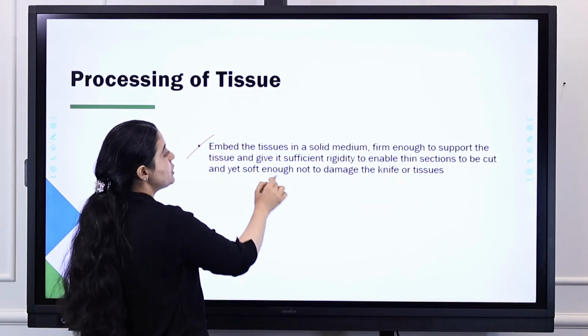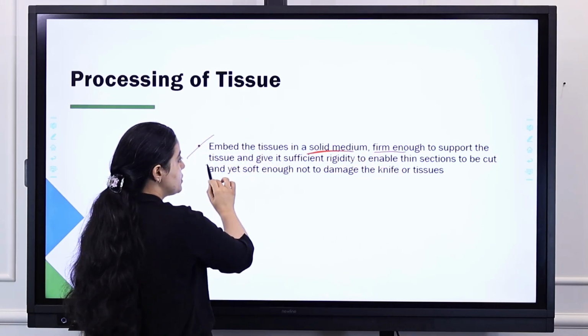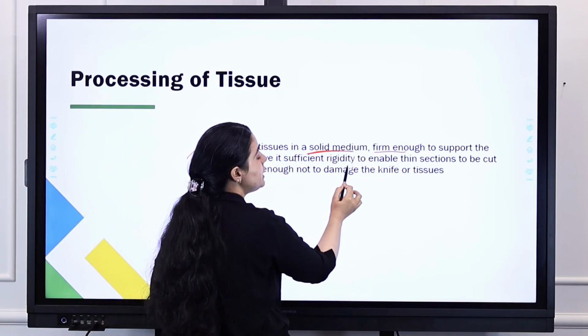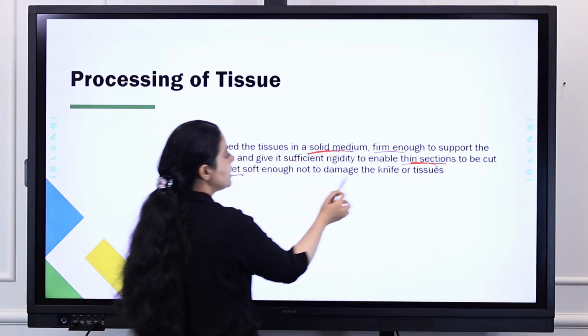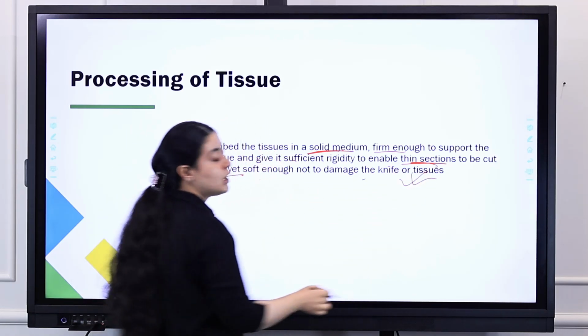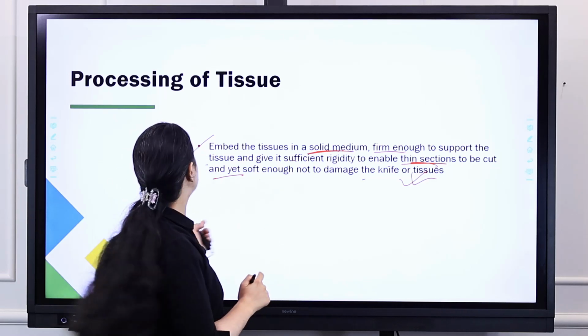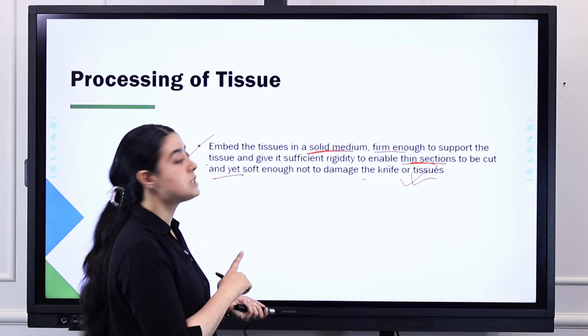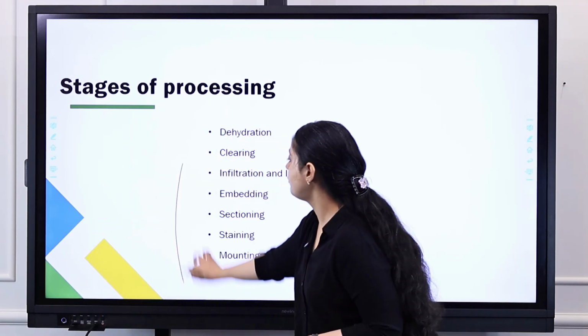Now next is processing the tissue. Embed the tissue in a solid medium which is firm enough to support the tissue and give sufficient rigidity to enable thin sections to be cut, and yet soft enough not to damage the knife or the tissues. So after the fixatives, now we have to embed, right, which we have also discussed previously. So these are the stages of processing.